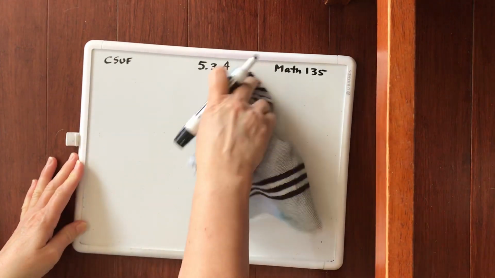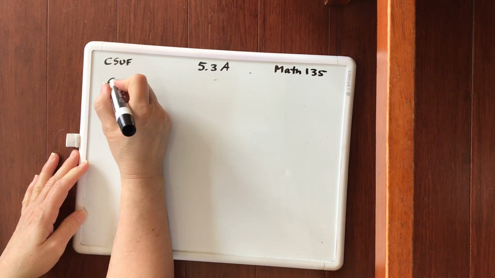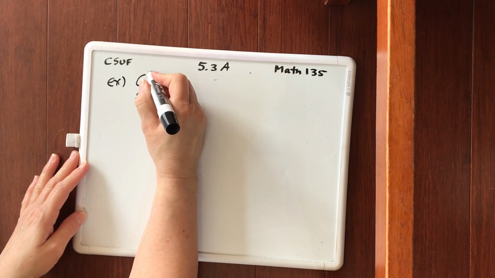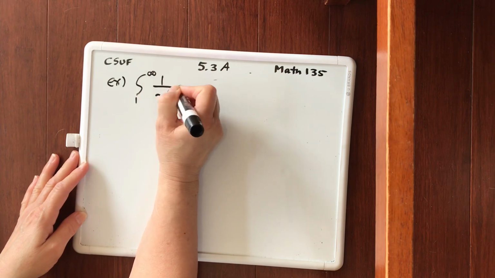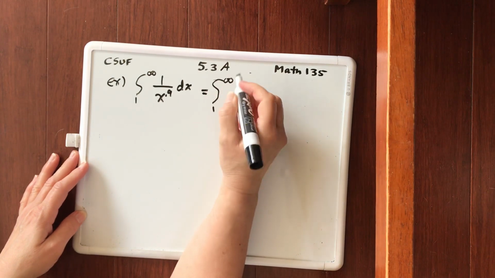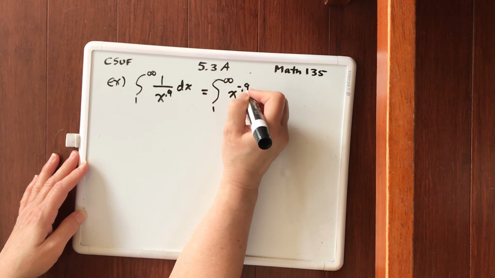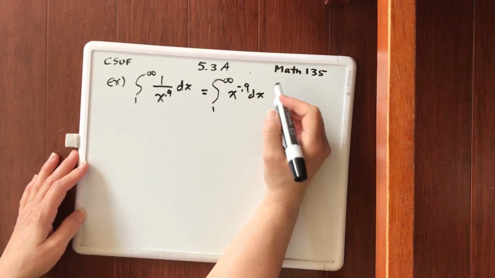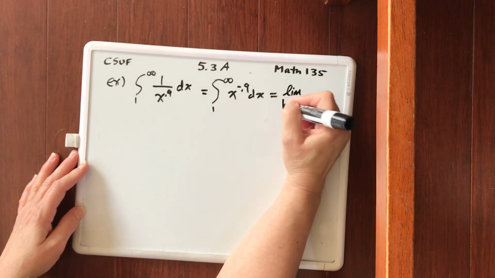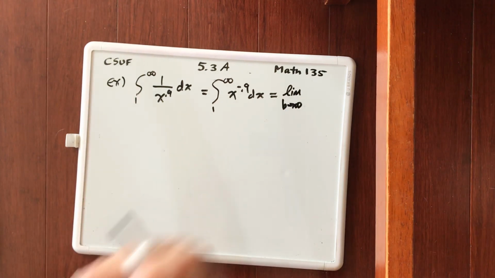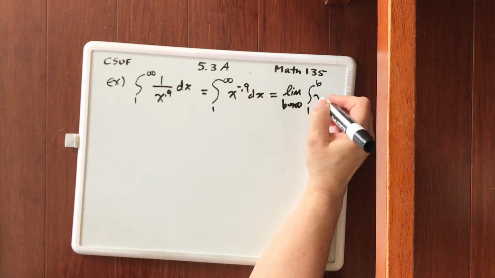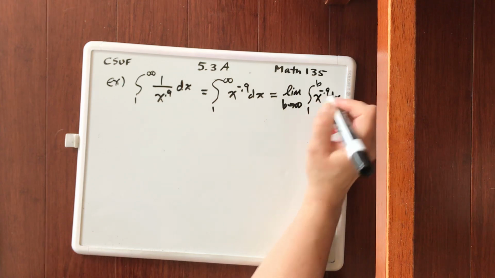All right. So here's another one. We're going to integrate from 1 to infinity of 1 over x to the 0.9 dx. Okay, so let's change that, integrating from 1 to infinity of x to the negative 0.9 dx. Now because we're going to infinity, we have to change this to the limit as b approaches infinity of the integral from 1 to b of x to the negative 0.9 dx.